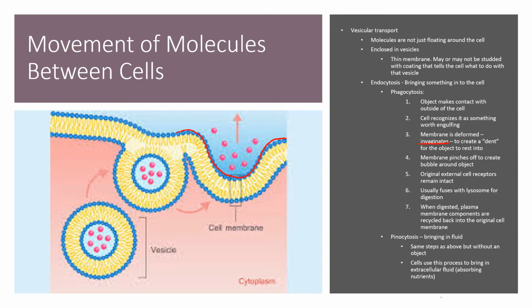From there, the dent gets bigger and bigger until the membrane can just pinch off and a bubble can be formed. That bubble, that double layer plasma membrane bubble that's created, that's now holding all of that stuff, is called a vesicle. Whatever cell receptors were here in the first place will remain intact over here.